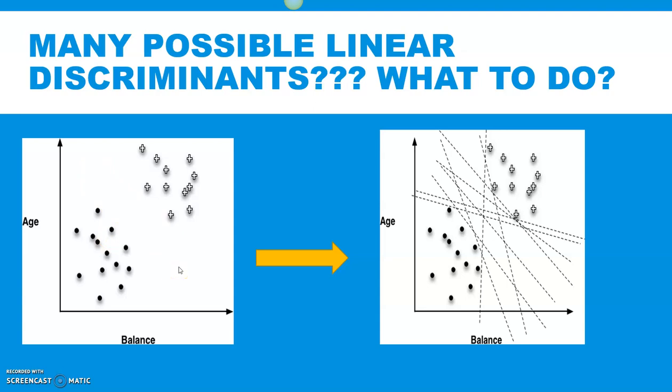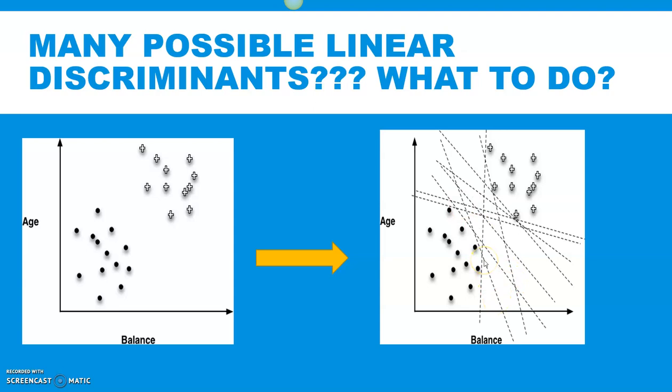You want a way to figure out, when a new customer comes along and you know the balance and age for the new customer, whether the new customer is going to be a cross or a dot, right? And what the linear discriminant function does is it tries to pass a line between the crosses and the dots.